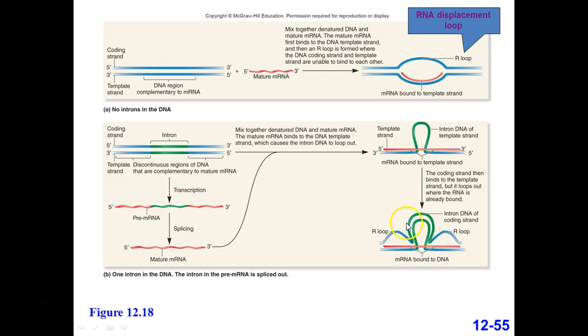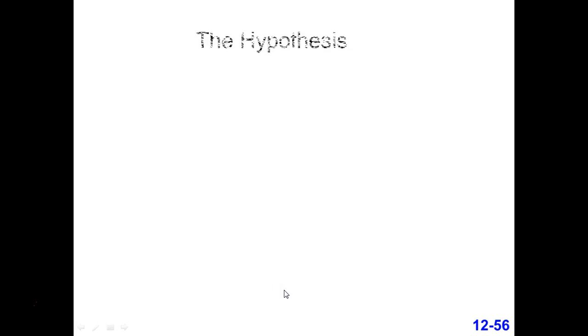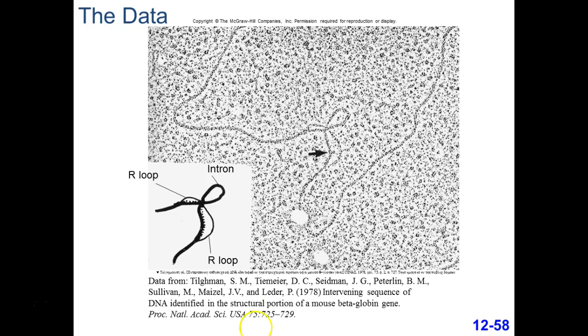So what happened to this DNA? Why is it not in the messenger RNA? Why is it looping out? Well, because that portion was cut out. And as I said, that's what we call the introns. For the particular gene that he looked at, it had just one intron, one intervening sequence. So you can see here under the microscope, there's that intron loop.